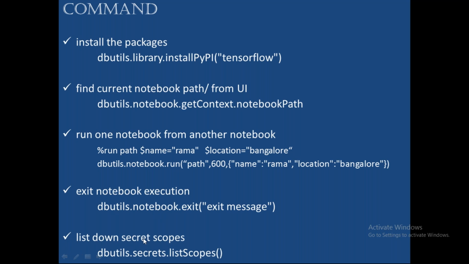Next, list down secret scopes. As I said, how many scopes are created? If you want to list them, you have to say dbutils.secrets.listScopes. Likewise, you need to do the remaining things. Okay, everybody is clear on this? Then let me tell you later.